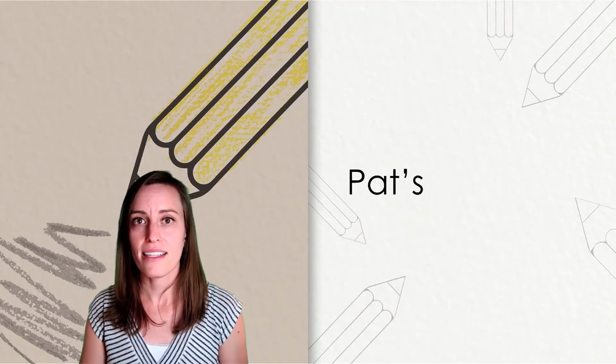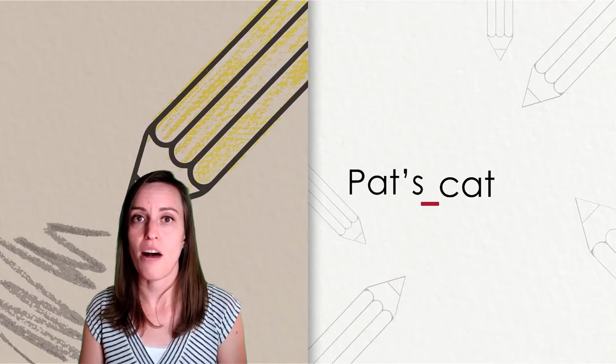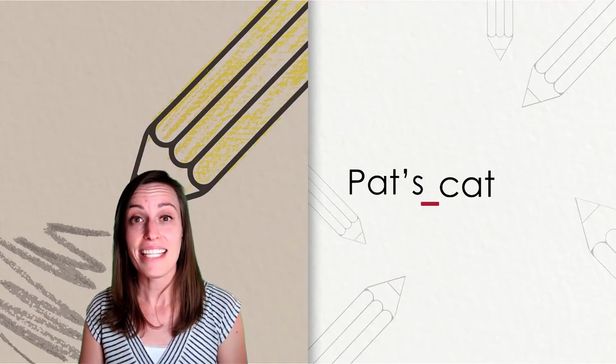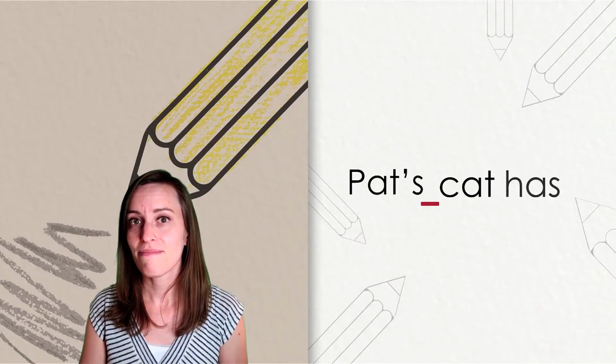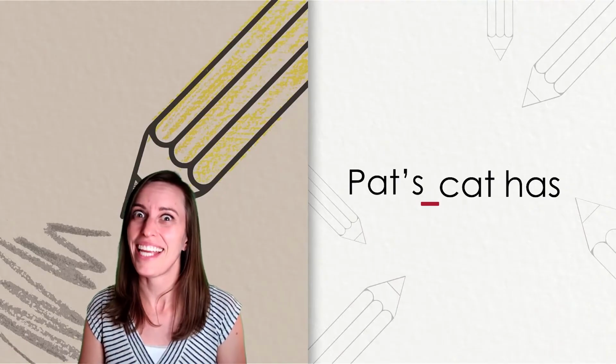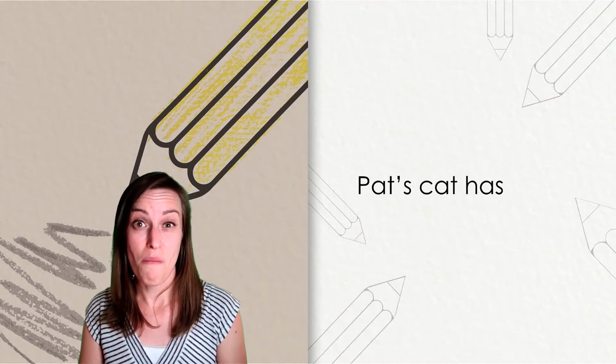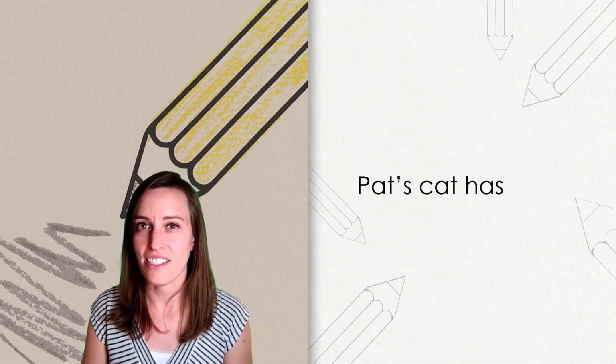As we keep going with our word, we need to think about what comes next. A space. We always leave a space between our words. So now I have Pat's cat. That's right. Thank you for helping me remember the sentence. Pat's cat has. Notice how we also left a space between cat and has. Let's take a moment to start writing what we have so far in our sentence.